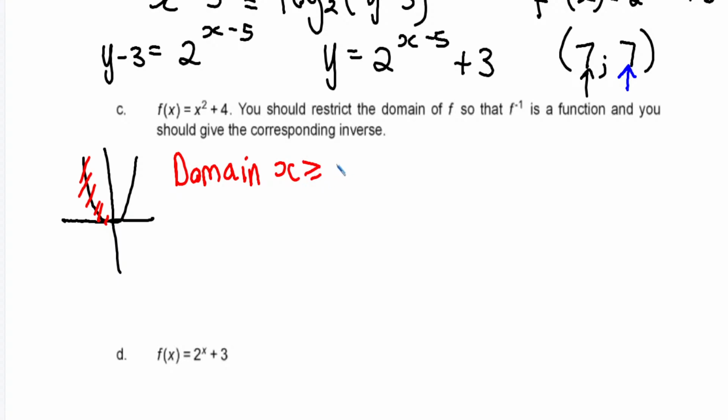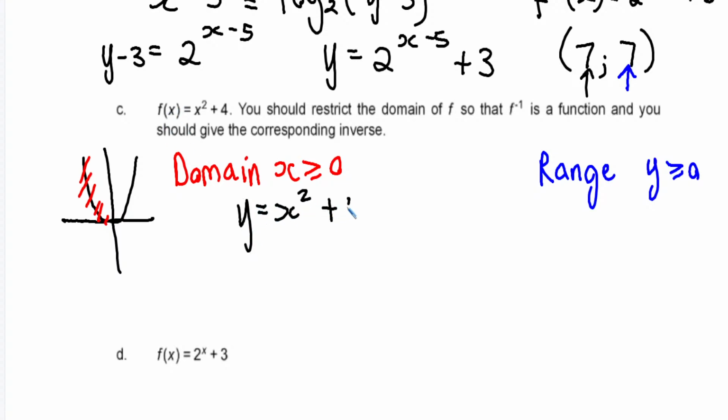Now, when I do that, remember that the domain of your function is going to become the range of your inverse. So I know that the range of my inverse is going to be y bigger than or equal to 0. Apart from that, we proceed exactly as normal. I'm going to write it as y equals x squared plus 4, swap x and y around just like last time, and solve for y, so x minus 4 is y squared.